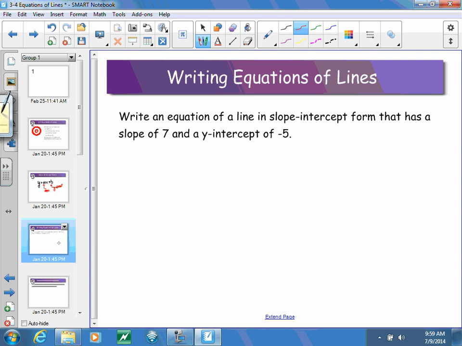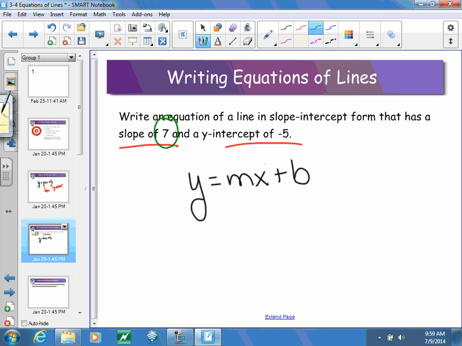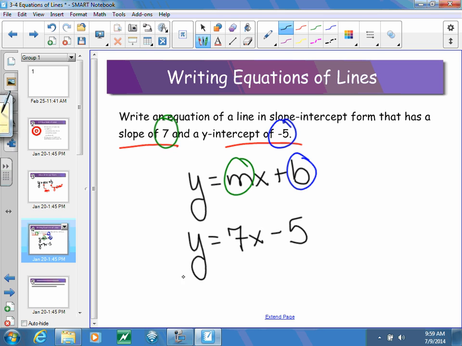So if you had to write an equation of a line in slope-intercept form that has a slope of 7 and a y-intercept of -5, you should be able to plug in those two things. So y equals mx plus b, your slope being 7, so we can plug 7 in for m, and your y-intercept is -5, so we can plug that in for b, and we end up with y is equal to 7x minus 5, and there's our equation of our line.